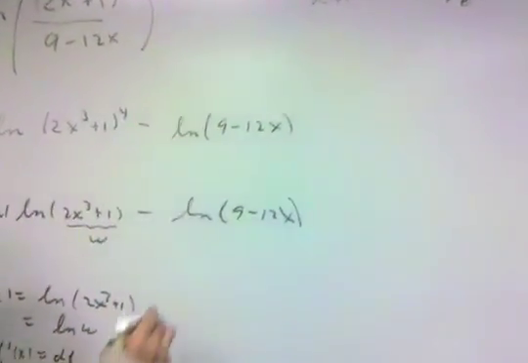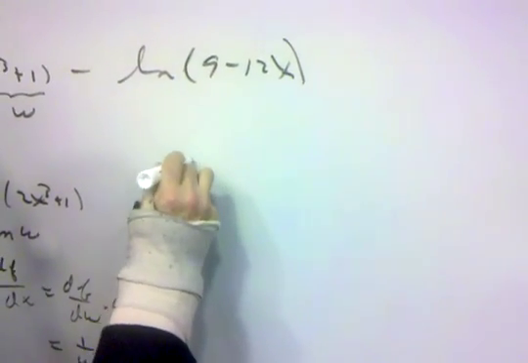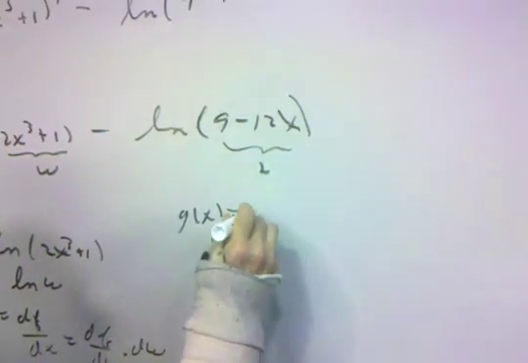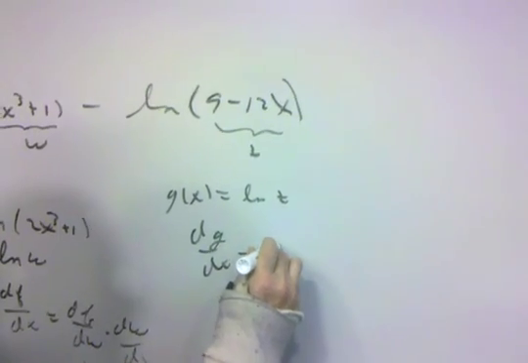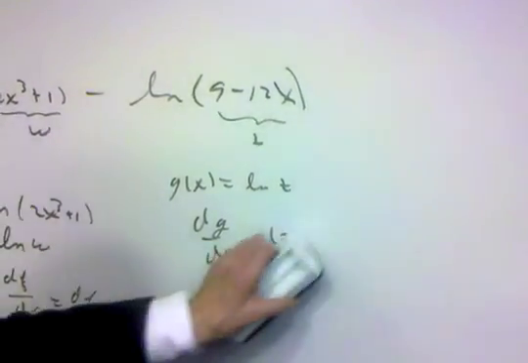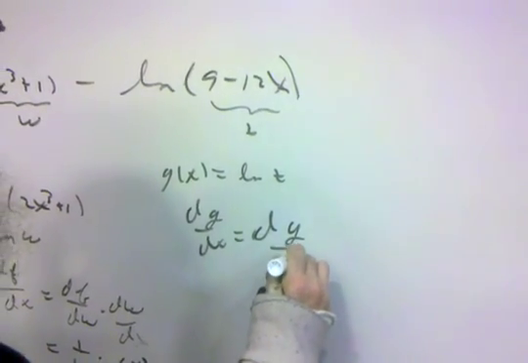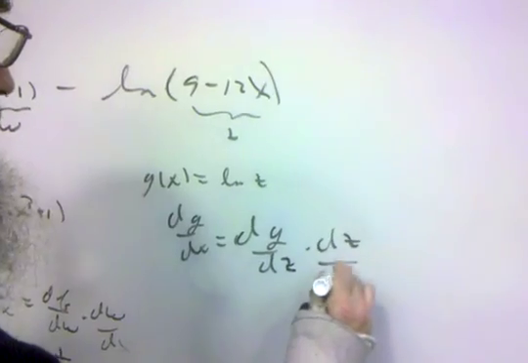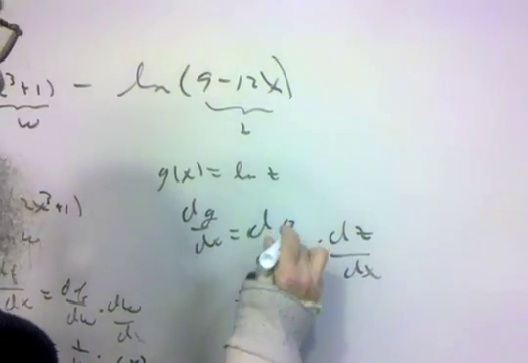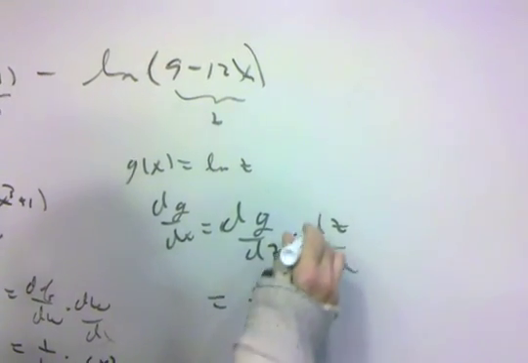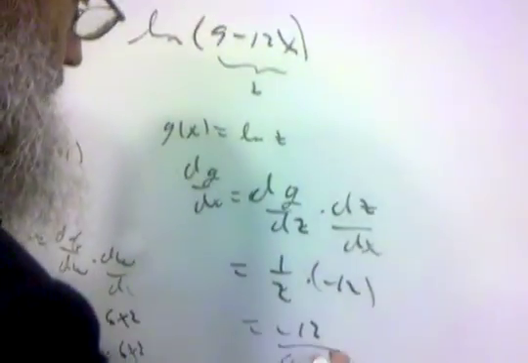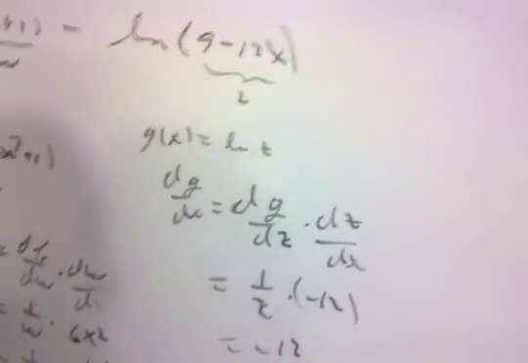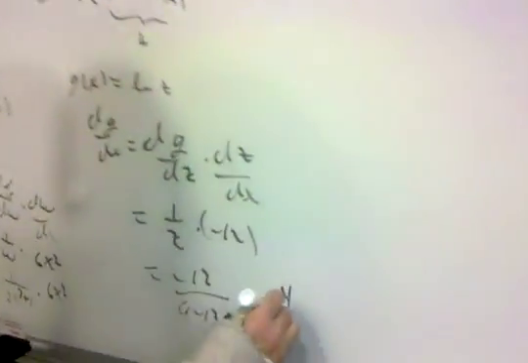Using the same concept over here, I can call this thing g of x equals ln of z, where z is 9 minus 12x. So dg dx equals dg dz times dz dx. dg dz is simply 1 over z. dz dx is going to be negative 12. So this equals negative 12 over 9 minus 12x. And I can simplify this by factoring out a 3 from the top and bottom, so it's negative 4 over 3 minus 4x on the bottom.